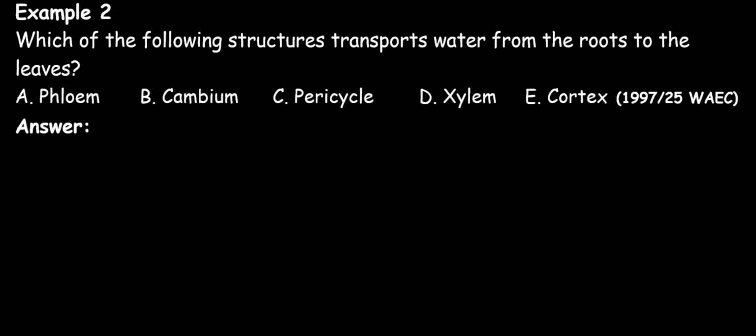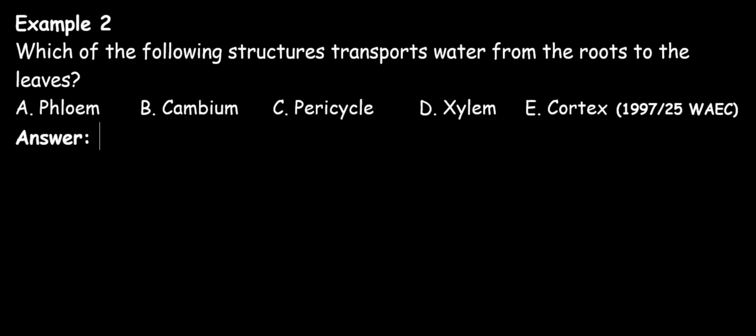So our next question, it says, which of the following structures transports water from the roots to the leaves? A. Phloem. B. Cambium. C. Pericycle. D. Xylem. E. Cortex. The answer to this question is D. The xylem. This is because the xylem transports water from the roots to the leaves of a plant.